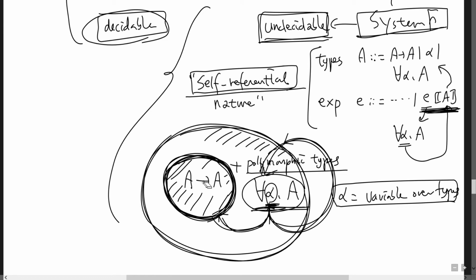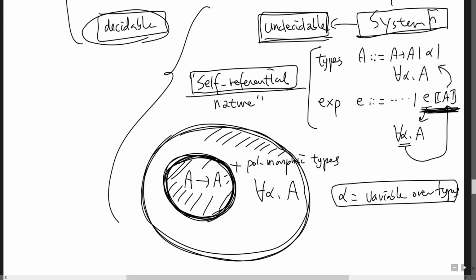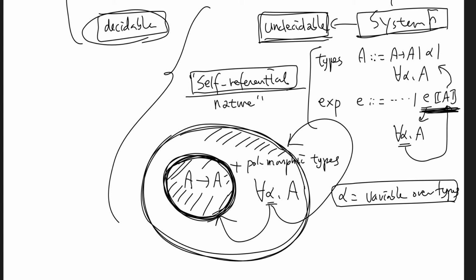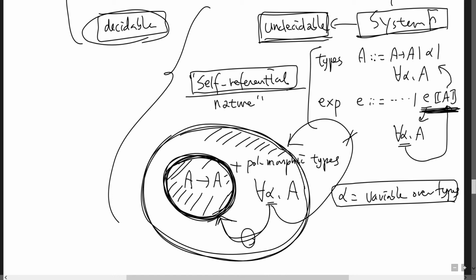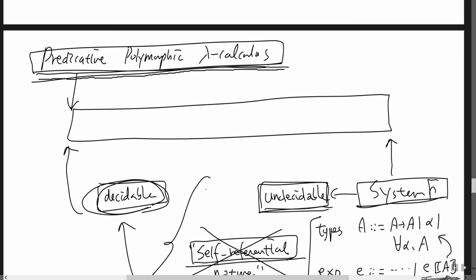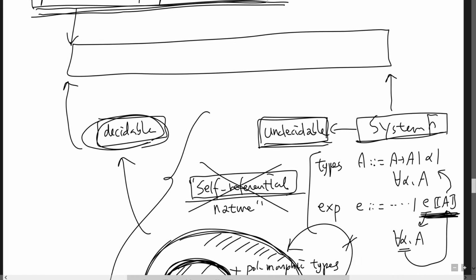So in other words, in the case of System F, this type variable alpha can range over this function type and also polymorphic types themselves. And why don't we limit the application only to these function types? That is, we disallow this one. We only allow this one. Then perhaps we can get rid of this self-referential stuff and then recover this decidability. So that's the plan for developing this predicative polymorphic lambda calculus. Right, so that's the idea.